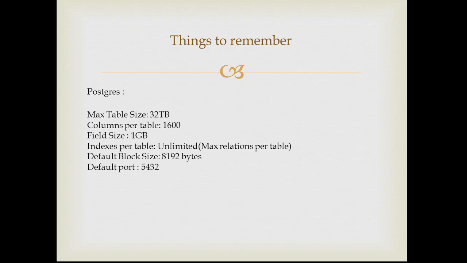Indexes per table: it allows unlimited indexes. You can make unlimited indexes, but you need not create unnecessary indexes, as that depends on your performance. But Postgres won't restrict you from constructing indexes on the table. Max relations, that is tables, can be 1600. Max relations per table that can be indexes, Postgres won't restrict you for that.